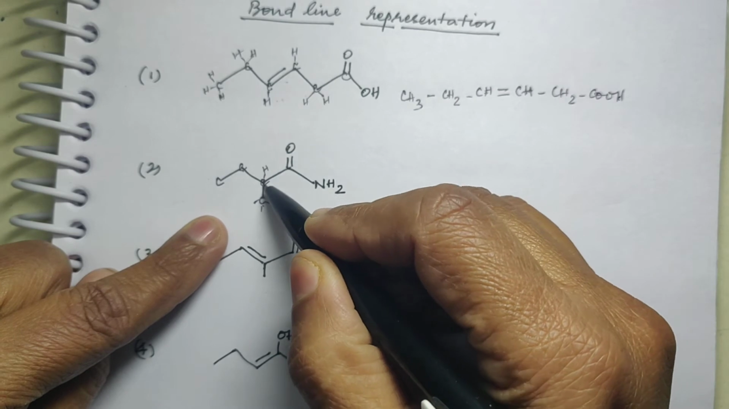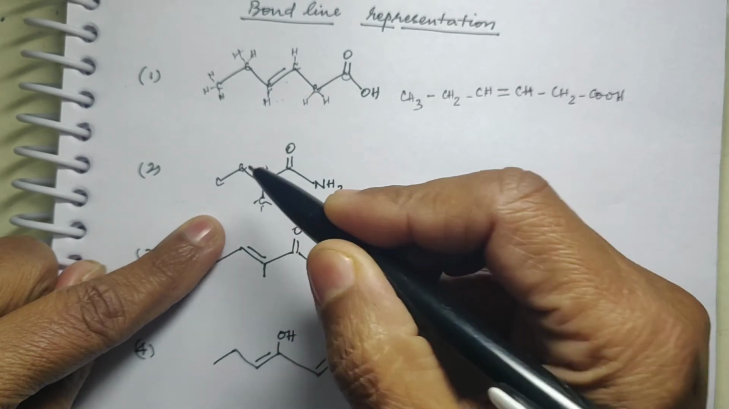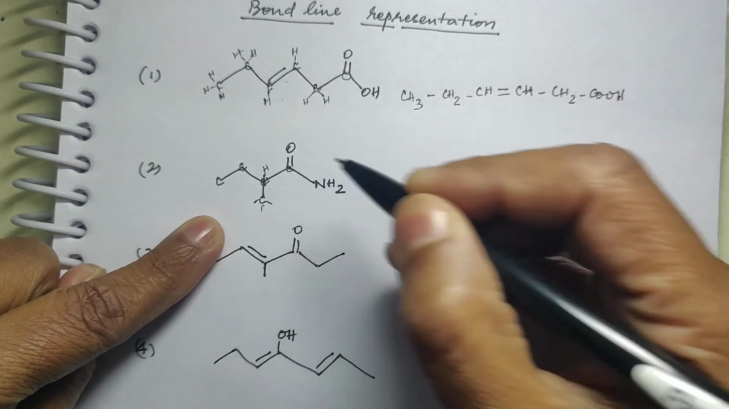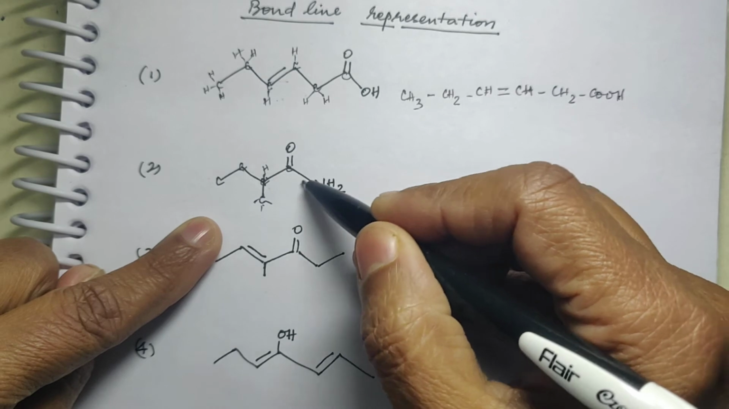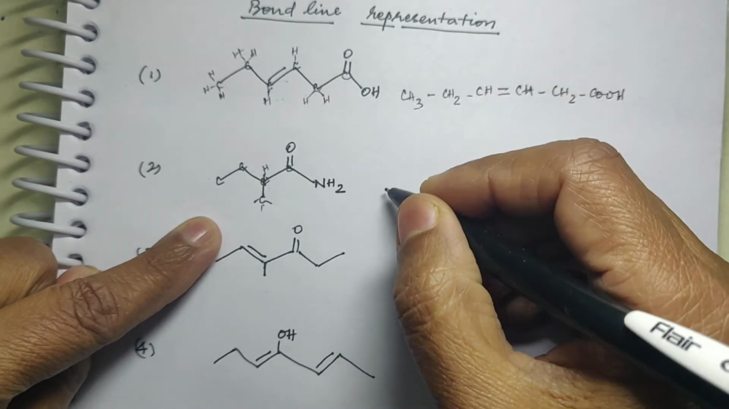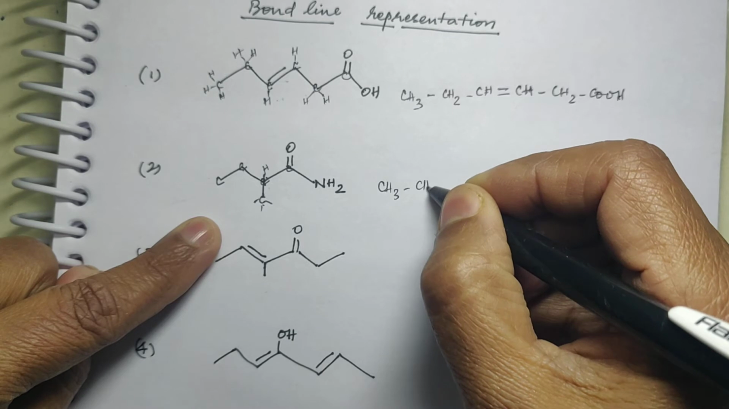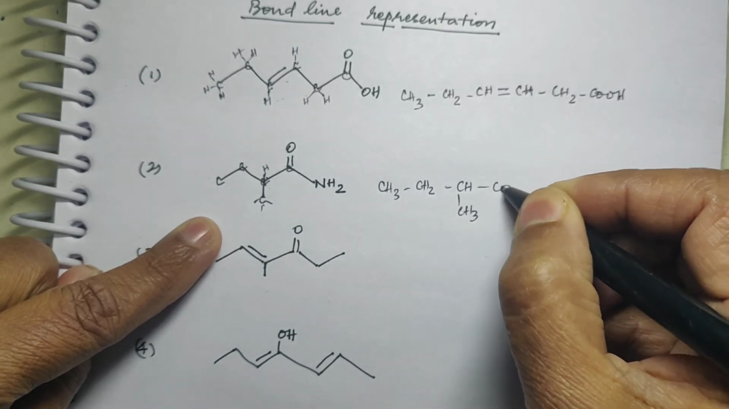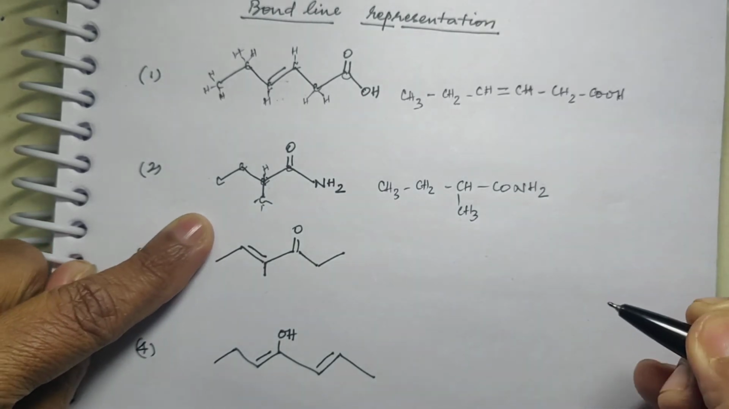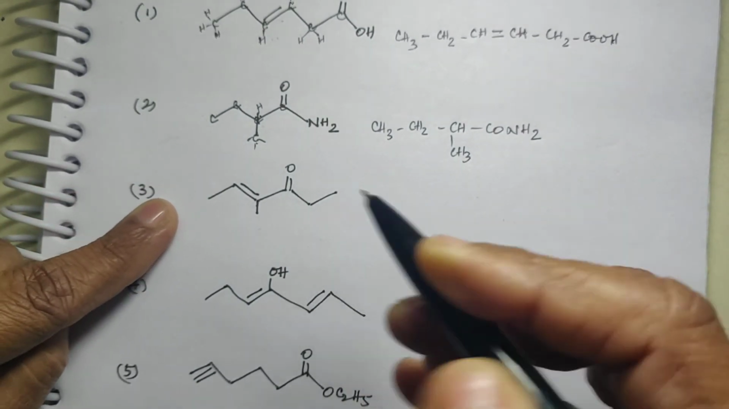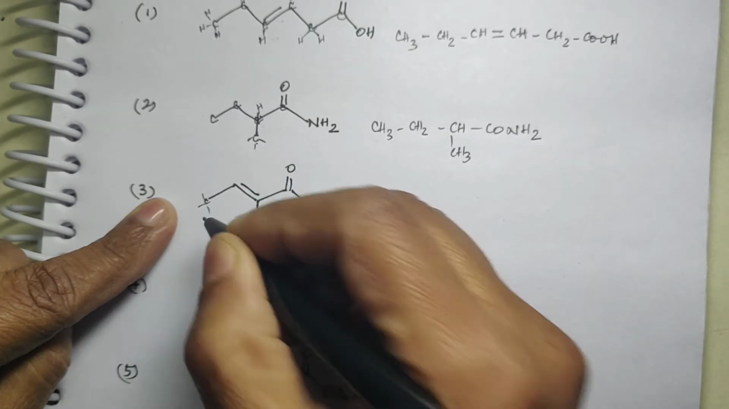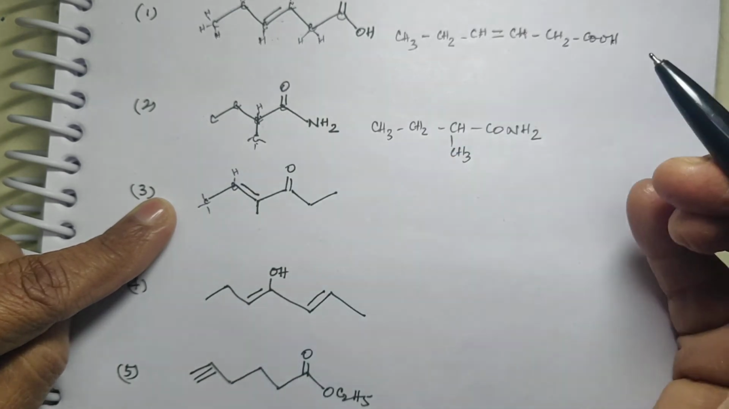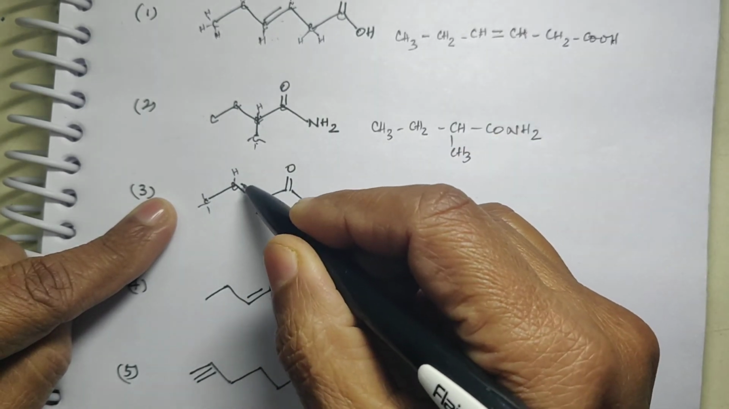Only then will the tetravalency of this carbon be complete. 1, 2, 3, 4. Okay. Then this is again a carbon. Now CONH2. It's already given. It's complete. Okay. So we'll write it as CH3, CH2, then CH, CH3, CO, NH2. This is how you will write. Then come to the next one. Here it is CH3. 3 bonds are there. So only one is left. So one hydrogen. Now here 1, 2, 3, 4.